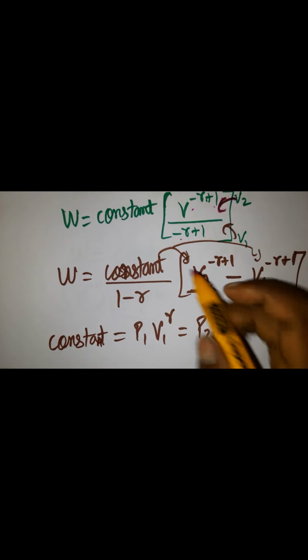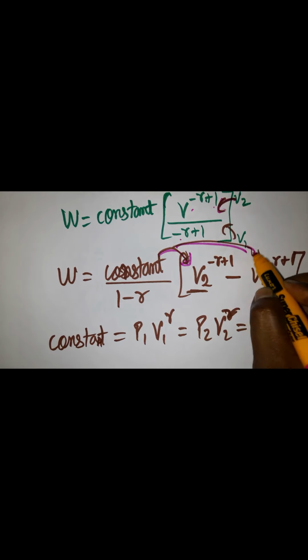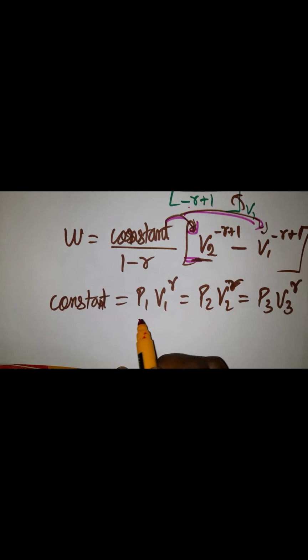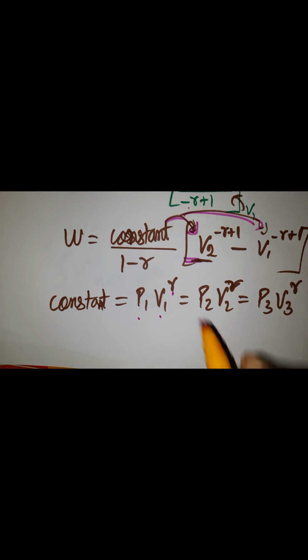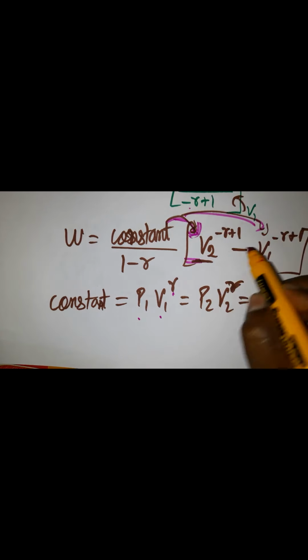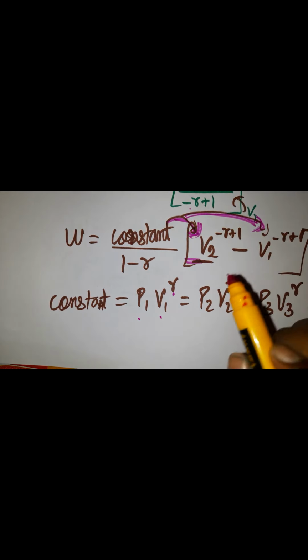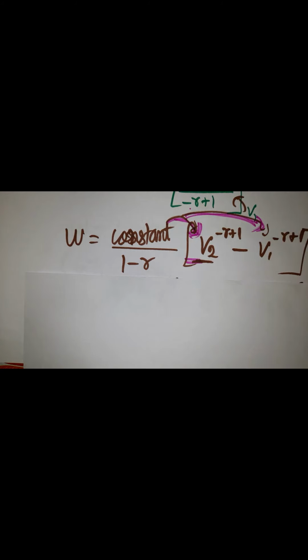Now the constant I am going to take inside. The constant can be P1 V1^gamma, P2 V2^gamma, P3 V3^gamma, whatever you want, you can write it as a constant. It is going to follow a pattern: when multiplying with the V2 term we use P2 V2^gamma, and when multiplying with the V1 term we use P1 V1^gamma, because accordingly I am changing the equation. Now we take the constant inside, and we'll see what happens.